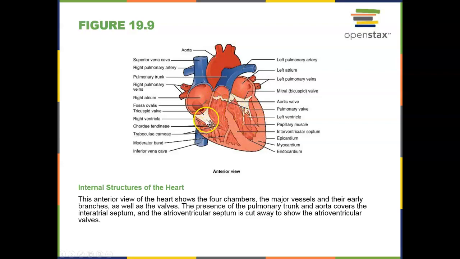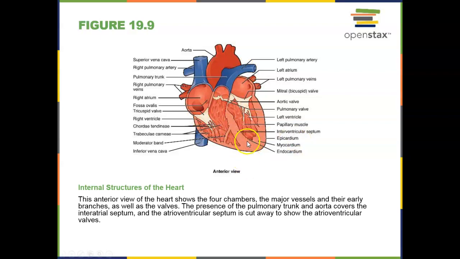The tricuspid and the bicuspid valve are attached by these structures called chordae tendineae. These are heartstrings, and they attach to papillary muscles. The papillary muscles keep the atrioventricular valves from inverting and opening to the atria when the ventricles become really high in pressure.